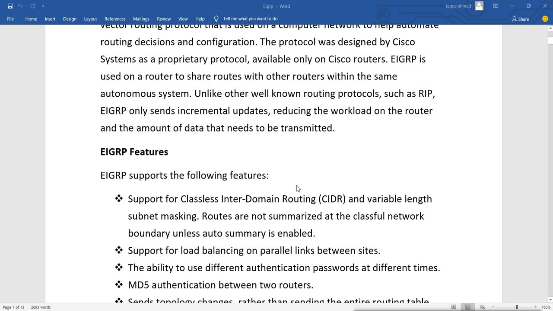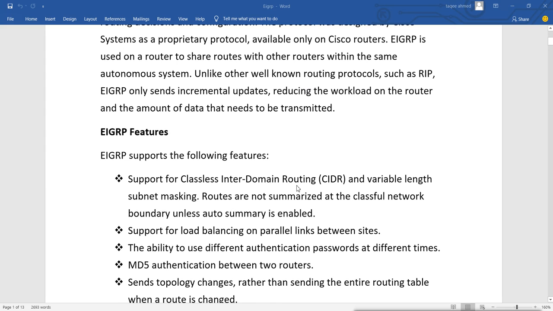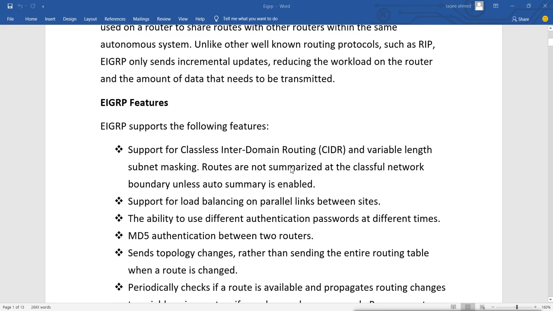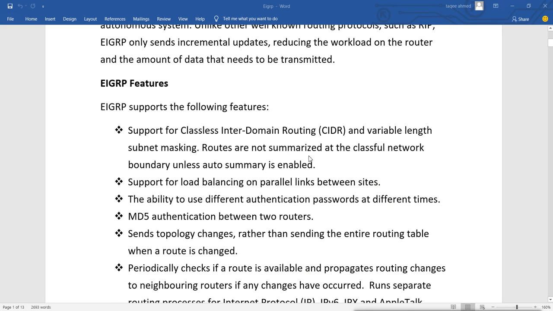Now these are the features of EIGRP. EIGRP supports classless inter-domain routing. That means it is also a classless routing protocol. Also it supports variable length subnet masking. Routes are not summarized at the classful network boundary unless auto summary is enabled. So auto summary, the route summarization which we have in OSPF, we can also do it here.